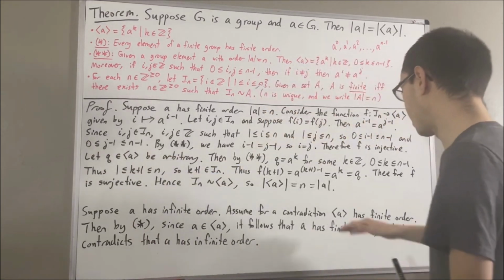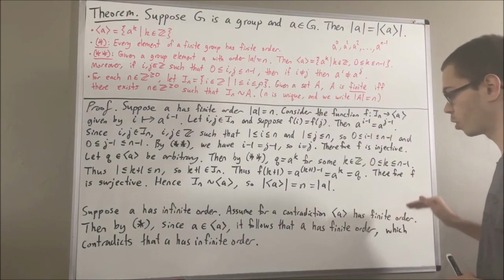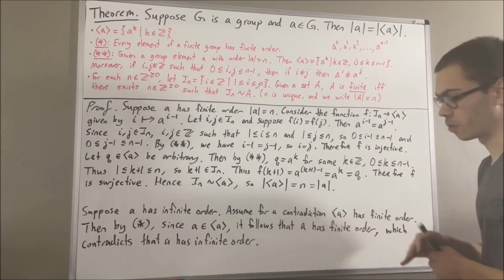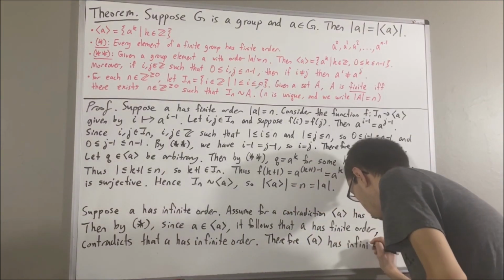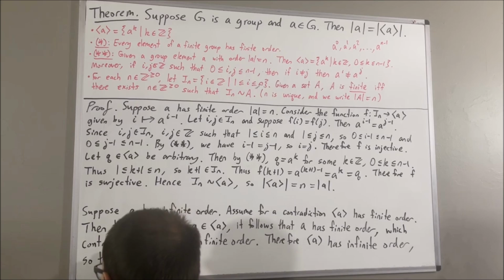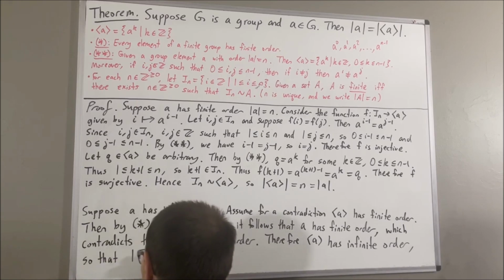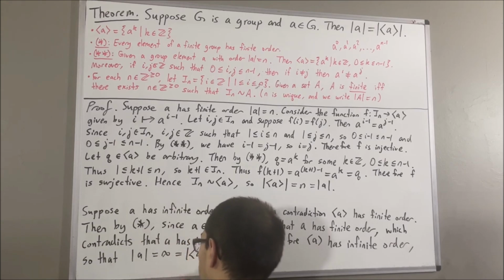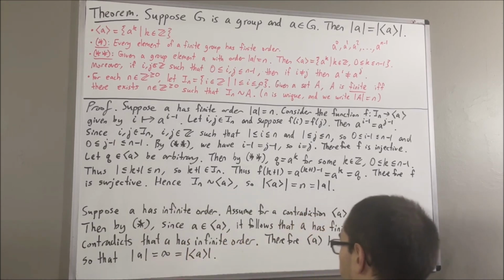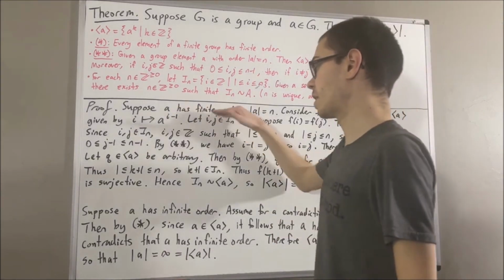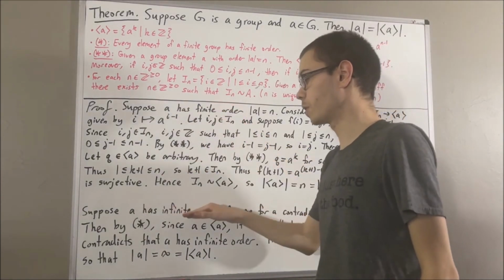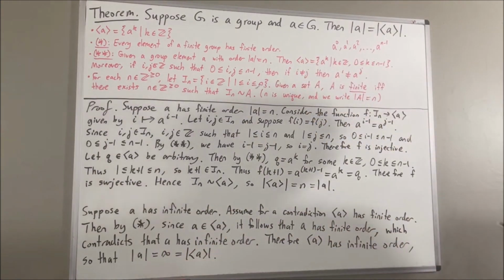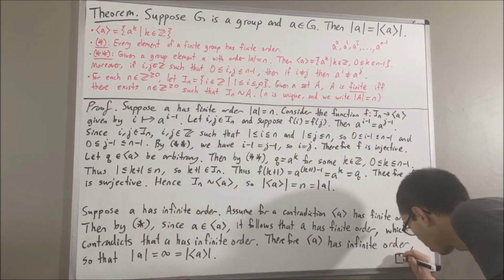Our assumption that the group generated by A has finite order led us to a contradiction, so we must instead have the group generated by A has infinite order. And the notation we use is order of A equals infinity, which is equal to the order of the group generated by A. So their orders are equal. And so we see in either case, whether A has finite order or infinite order, the order of A and the order of the group generated by A are equal. So this completes the proof.